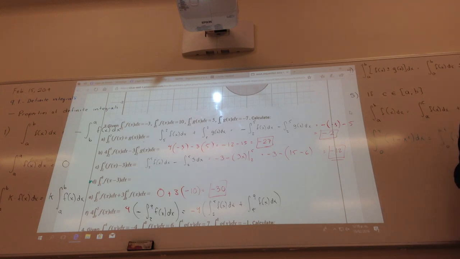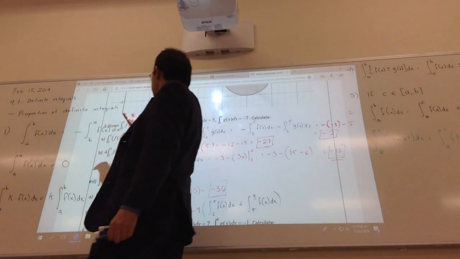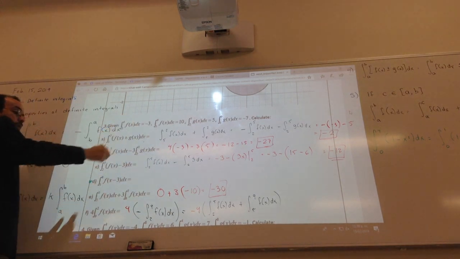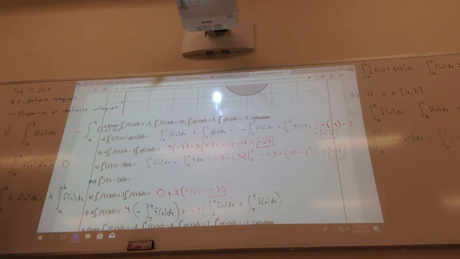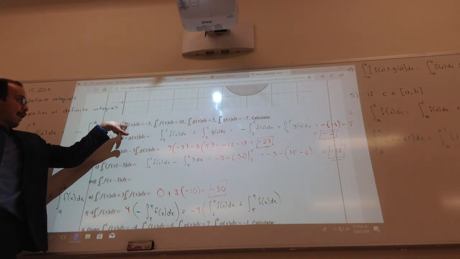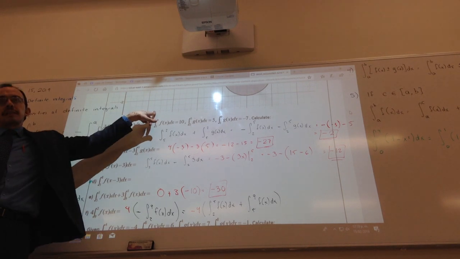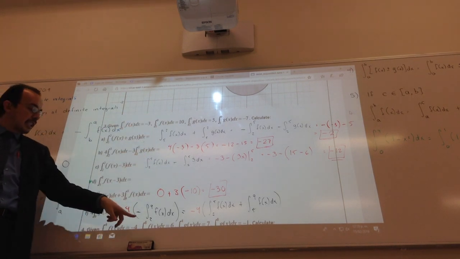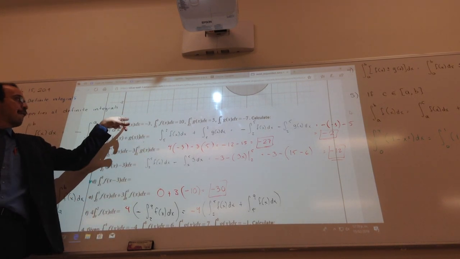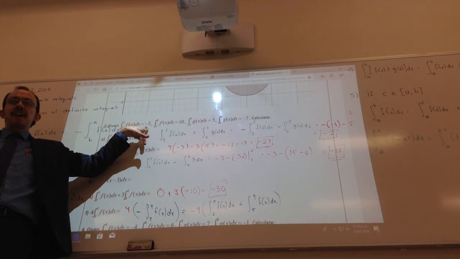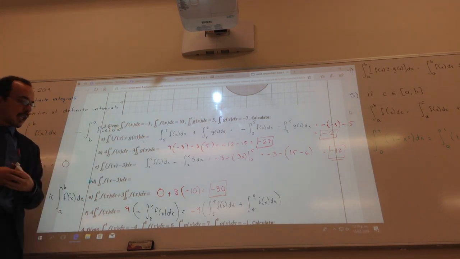Do you understand why? Why did I choose 5? Because that's the one that I have here. 5 belongs to the integral from 2 to 9, so it's fine. We're just separating the integral into two integrals, using the 5 as a limit, because the 5 belongs to that integral. So now I can solve it.